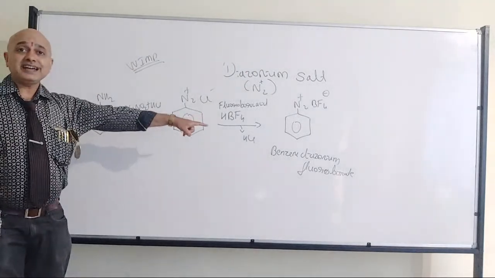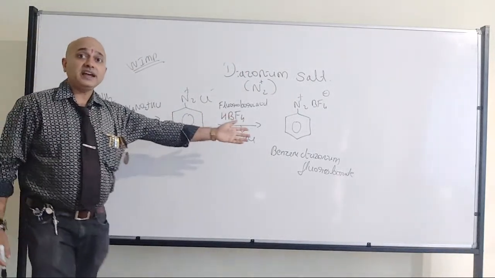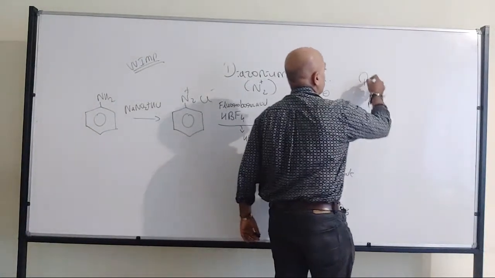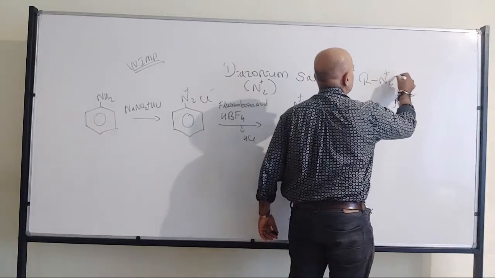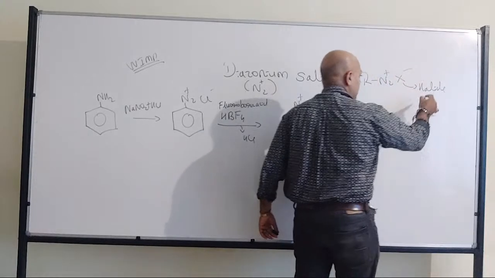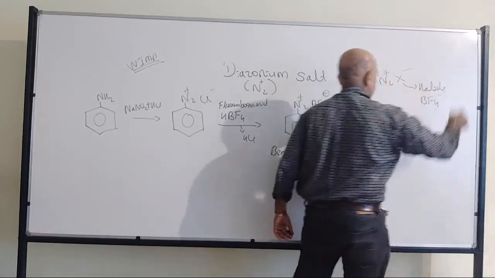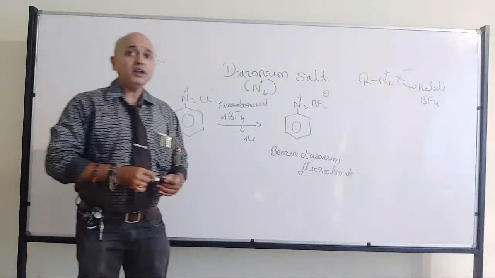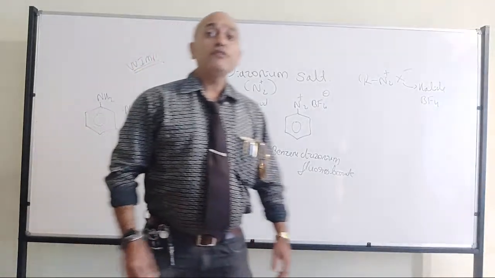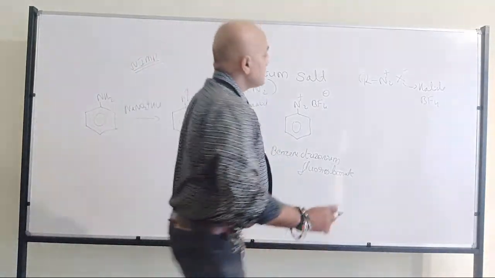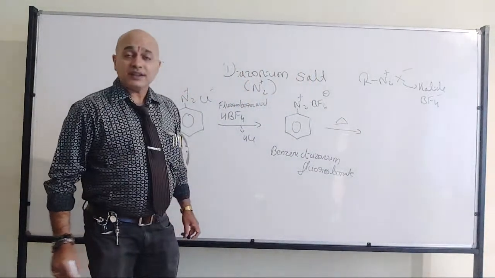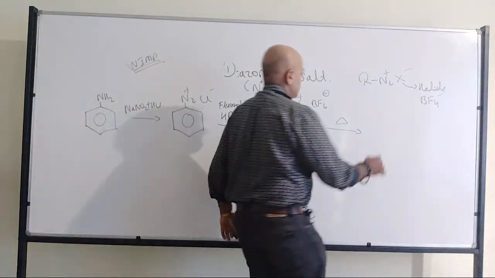Now we have another type of diazonium compound where instead of halide it can be BF4. So in the general structure R N2 plus X minus, I had told the respective halide, but it can even be BF4 minus. That's why we have benzene diazonium fluoroborate. Right? Which on slightly heating can be converted into fluorobenzene.